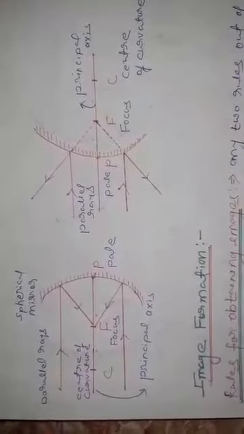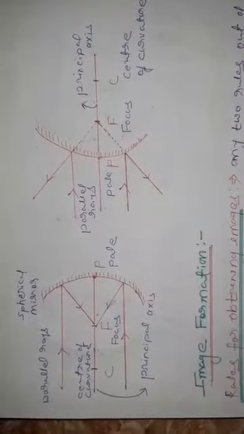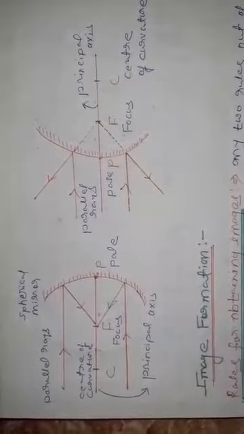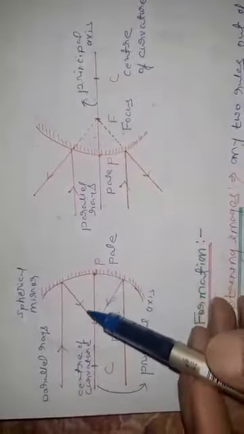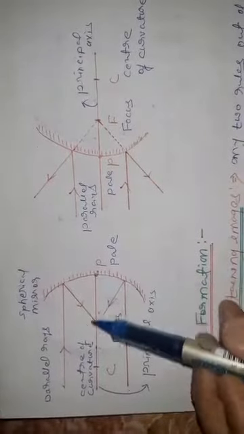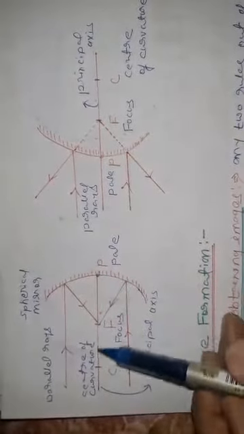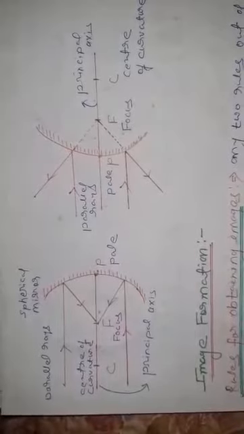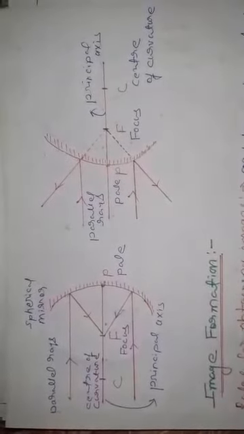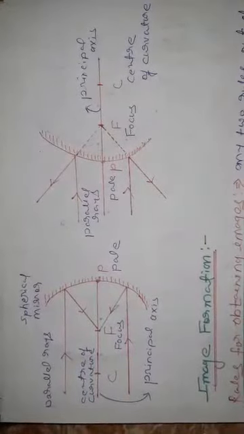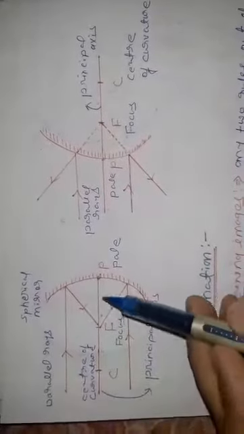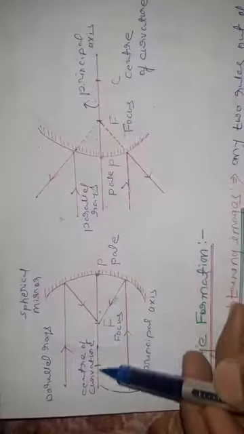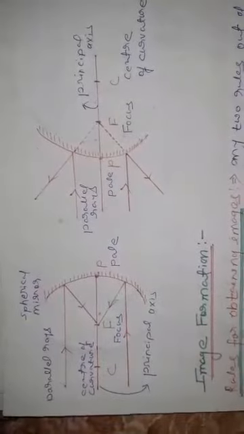Next one is the pole. What is the pole? The center point of the reflecting mirror is called the pole, and the distance between the pole and the center of curvature is called the radius of curvature. Next one is the principal axis. An imaginary line passing through the pole is called your principal axis.